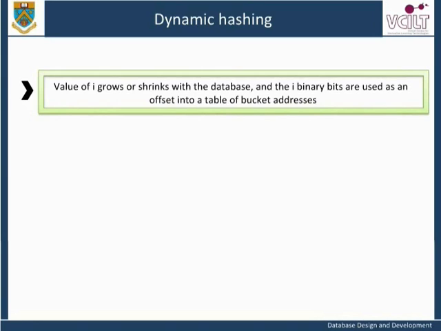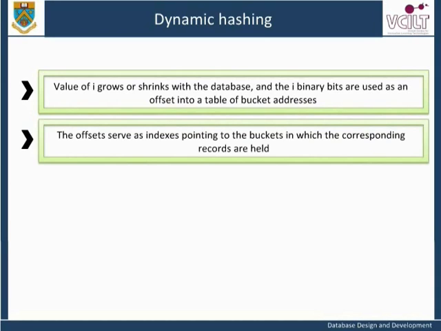In Figure 6.3, 3 bits are used as the offset, that is, 000, 001, 010, 110, 111. The offsets serve as indexes pointing to the buckets in which the corresponding records are held. For example, if the first 3 bits of a hash value of a record are 001, then the record is in the bucket pointed to by the 001 entry.